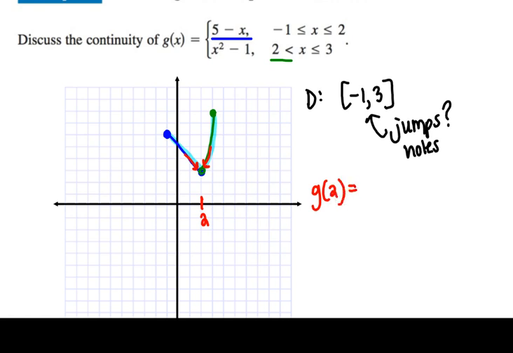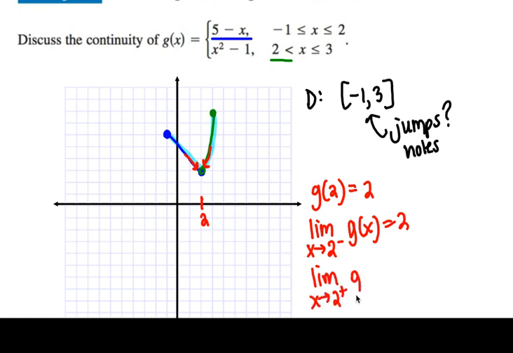Well, g of 2 is equal to 2. And the limit as x approaches 2 from the left of g of x is equal to 2. And because it's in the middle and we're not talking about an endpoint, the limit as x approaches 2 from the right is also 2.